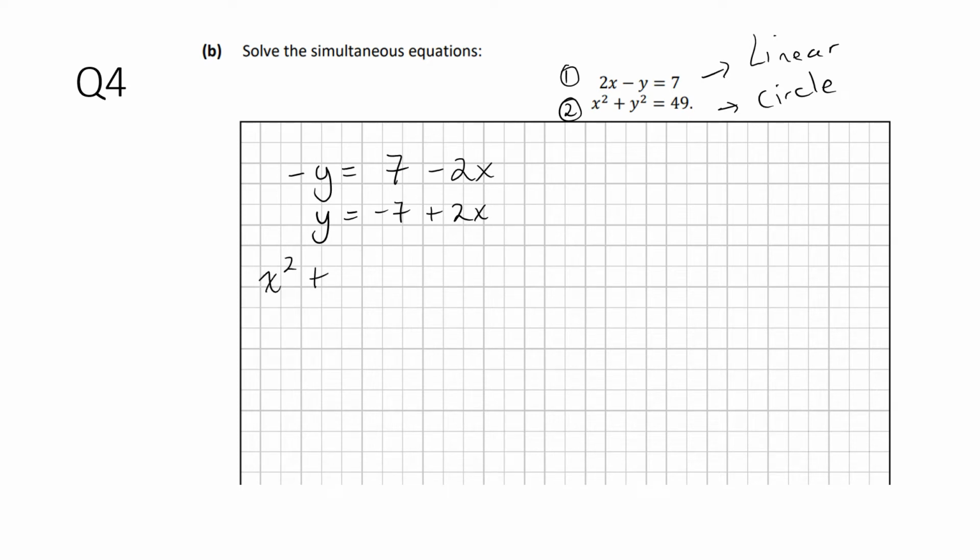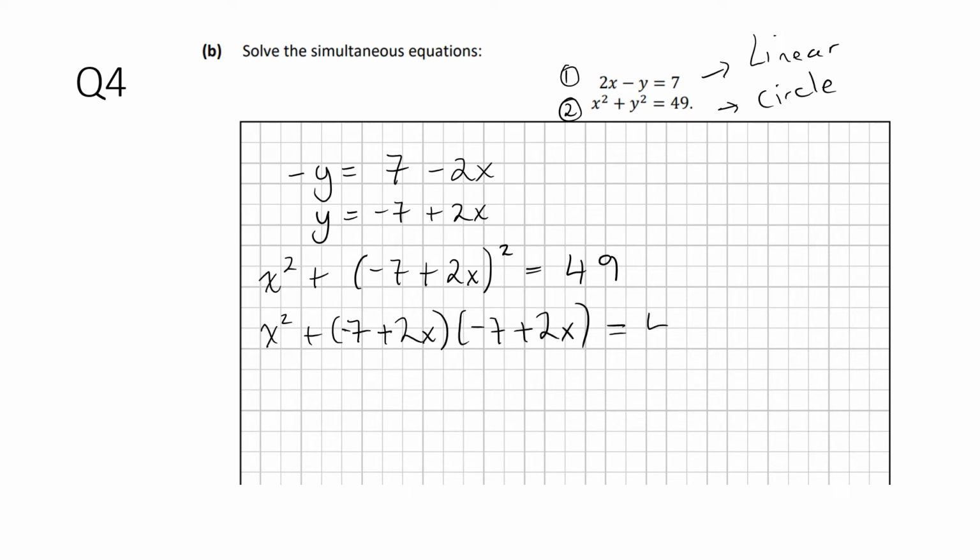So you're going to have x squared in the circle. And then everywhere that you see y, you want to sub in minus 7 plus 2x. Now that y is also squared, so make sure you square your bracket. Now the next thing you want to do is expand your double brackets. So I'm just going to write it down twice. That's minus 7 plus 2x. And then again, minus 7 plus 2x. And that's equal to 49.